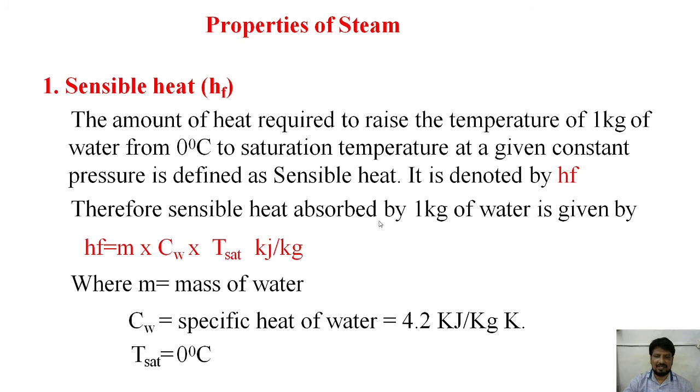Therefore, the sensible heat absorbed by 1 kg of water is given by this equation. You remember, HF is equal to m Cw, where m is the mass of water and Cw is the specific heat of water, which we know is 4.2 kilojoules per kg Kelvin, times the saturation temperature. The unit is kilojoules per kg. So the sensible heat is equal to m into Cw into the saturation temperature. This temperature is measured from 0 degree centigrade or 273 Kelvin.